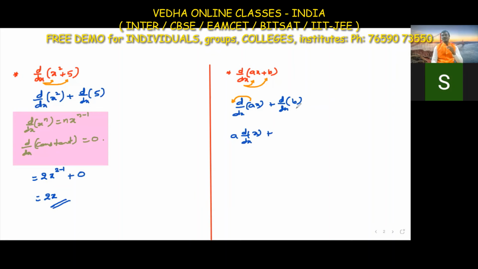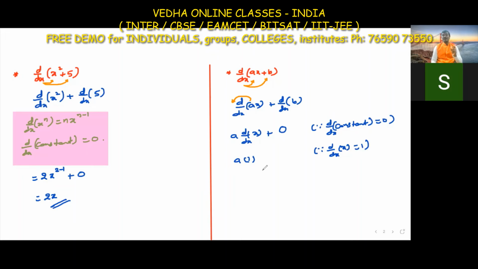There is no variable here. That's why this constant b is 0. d by dx of constant equals to 0. I have written 0 here. What is the formula here? What formula we use? Okay, d by dx of constant equals to 0. And a into d by dx of x is 1. So here we use the formula d by dx of x is equals to 1.